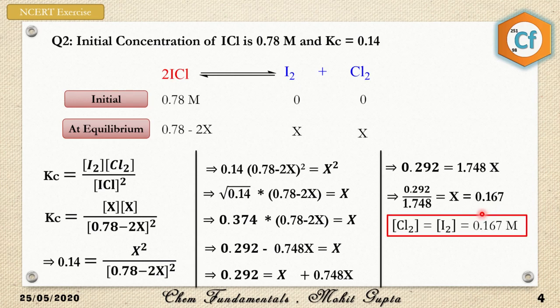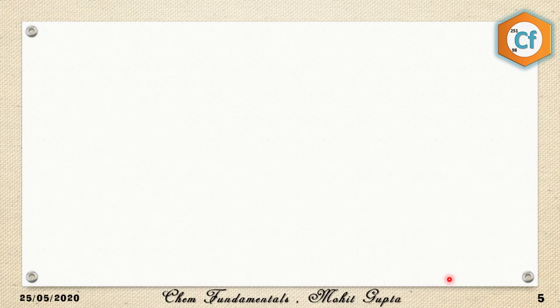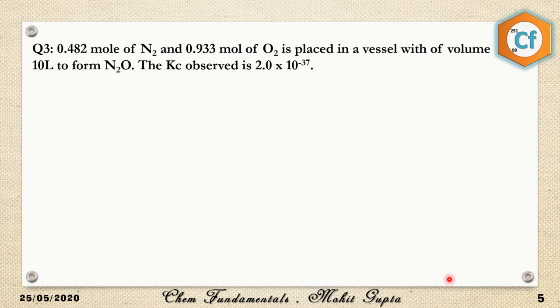Hence, since the value of x is this, the concentration of I2 is equal to the concentration of Cl2, which is equal to x, and hence the concentration of Cl2 and I2 is 0.167 molar. However, the concentration of reactant is 0.78 minus 2x. So on solving it, the concentration of ICl at equilibrium is 0.446 molar. So it's very simple. You have to follow simple steps.